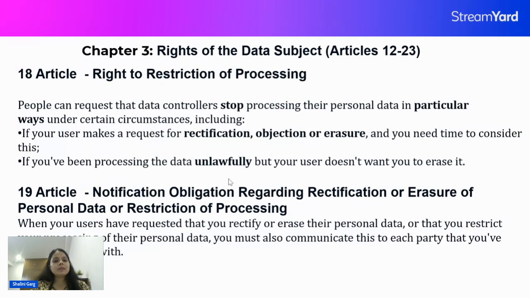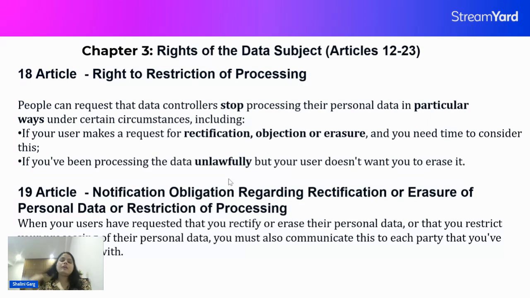Okay. Article number 18, which is the right to restriction of processing. Now, Shalini does not want their data to be deleted from one company. What are the other measures I have? I can ask for restriction of processing. I can ask the company to move my data to some archive and put a restriction that you do not even dare to process my data. Do not even dare to touch my data. At the same time, do not delete my data. Store it, but do not touch my data. So data subjects have that right as well.